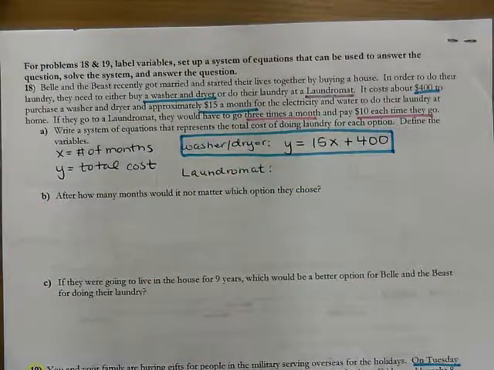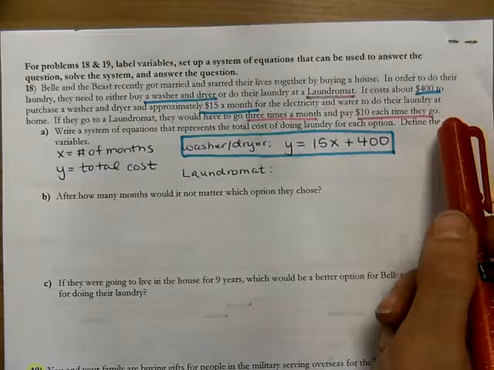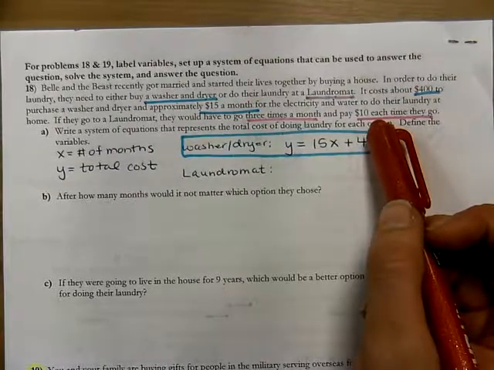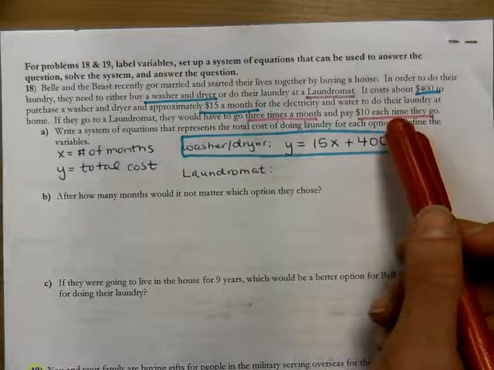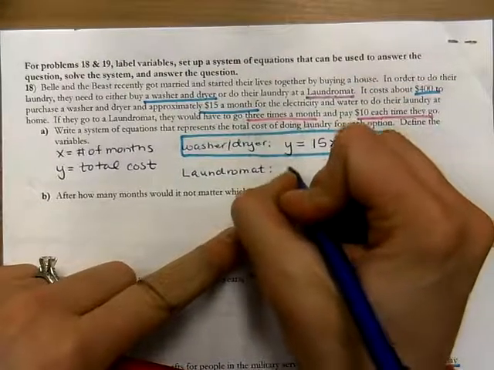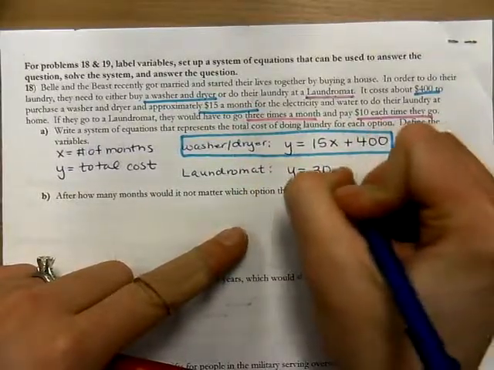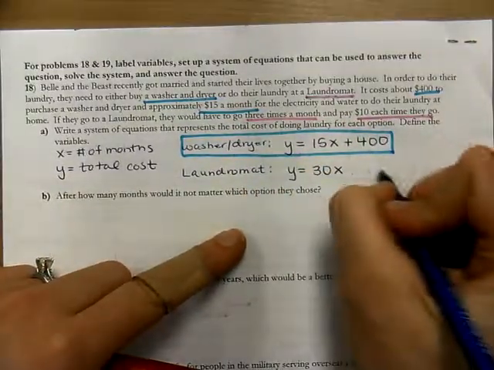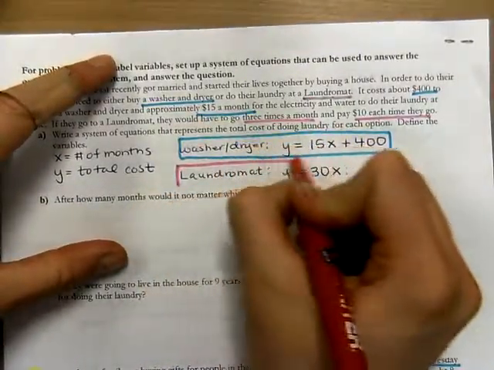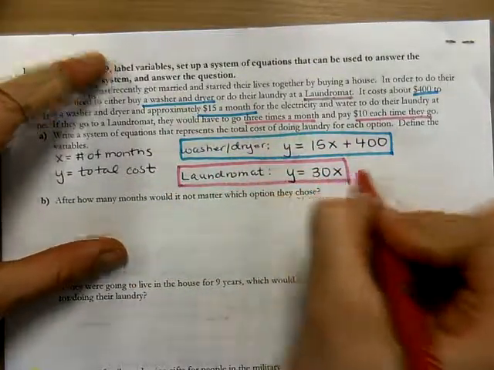Over here for the laundromat, I go 3 times a month and I pay $10 every time I go. Well, the first time I'd pay $10, the second time it'd be a total of $20, and the third time would be a total of $30. So I'd spend $30 a month total, which means that my rate would be $30 times however many months I go. I don't have to pay anything initially for like the startup fee or anything like that. So that would be my equation here.